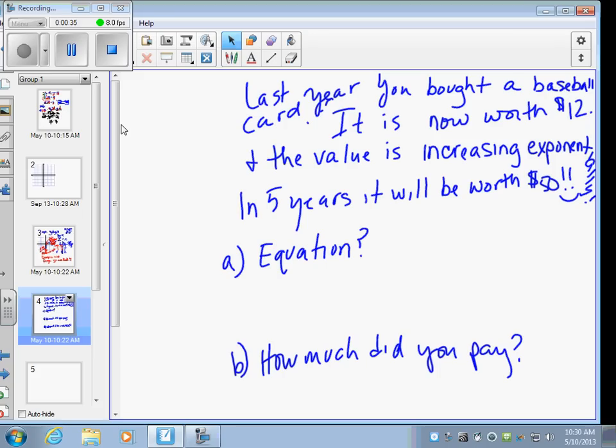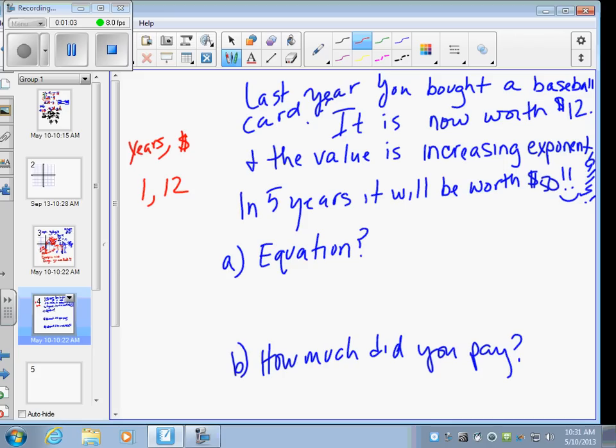How do we distill that information so that we can write an equation that will be useful in helping us model this kind of situation mathematically? So I know that you bought it last year, and so 1 year has gone by and it's worth $12. So I would set up a point like that. 1 year has gone by and it's worth $12. So I'm going to let X be years and Y be dollars. And at 5 years from now, it's going to be worth $50.